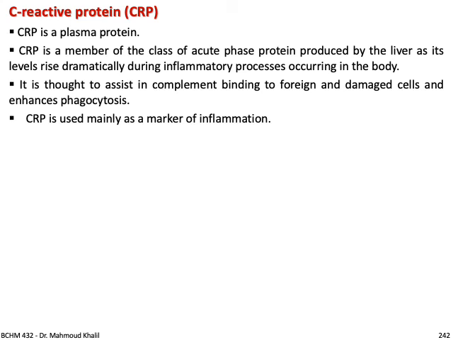C-reactive protein. This is one of the important plasma proteins, a member of the class of acute phase proteins produced in the liver, whose levels rise dramatically during inflammation. So if anybody has inflammation, the first test will be C-reactive protein. It is thought to assist in complement binding to foreign and damaged cells and enhance phagocytosis, and is used mainly as a marker for inflammation.